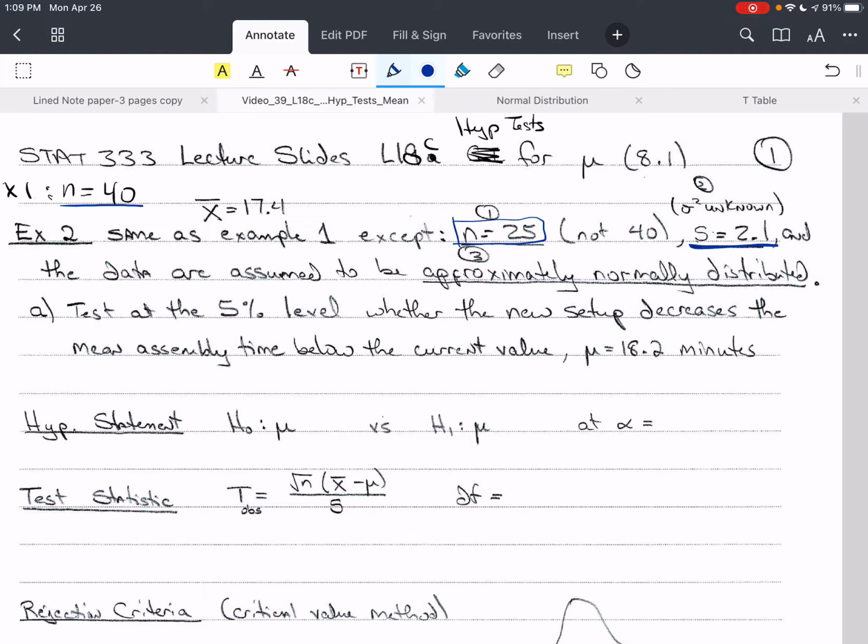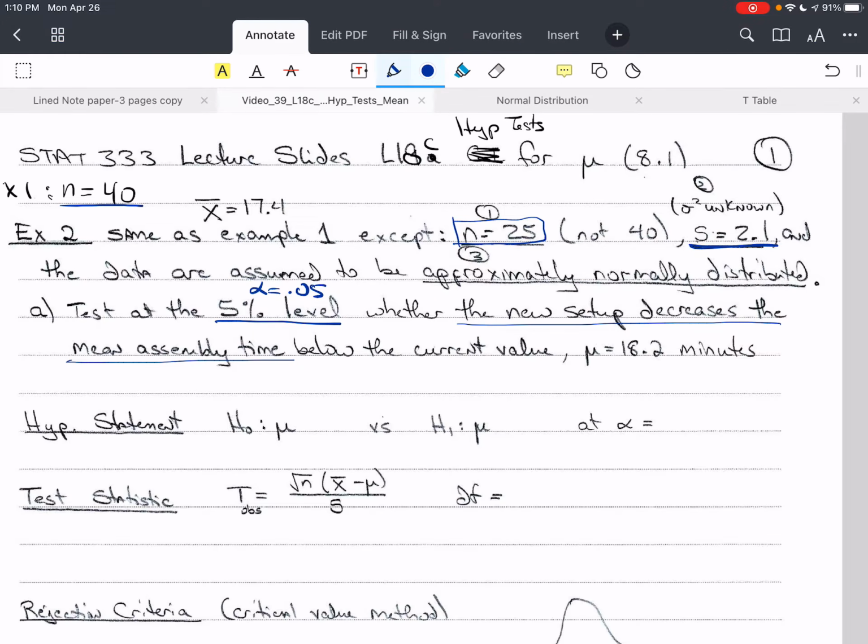So part A is test at the 5% level. That means that alpha equals 0.05. Whether the new setup decreases the mean assembly time below the current value, or just decreases the assembly time, is all we have to really say.